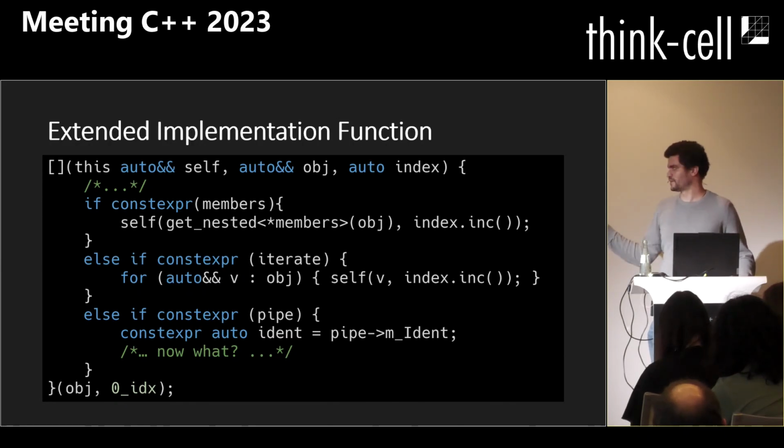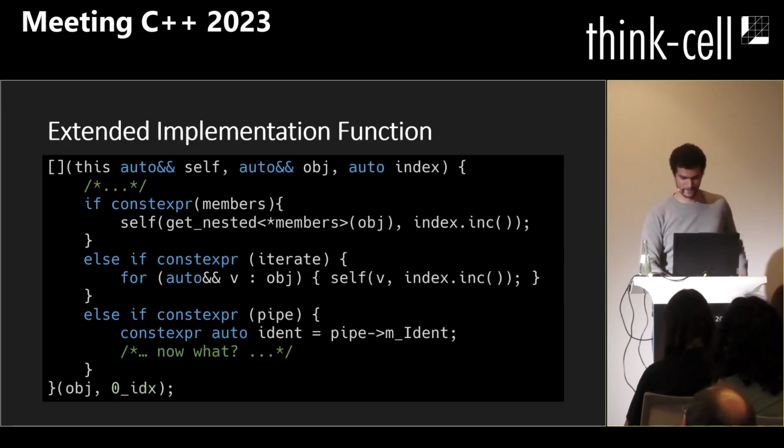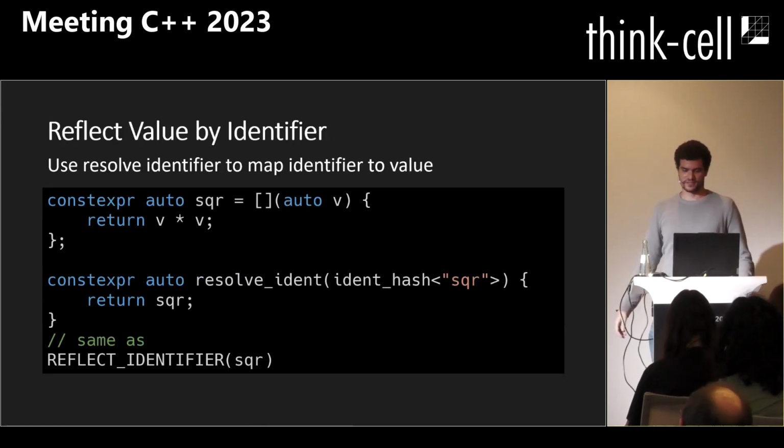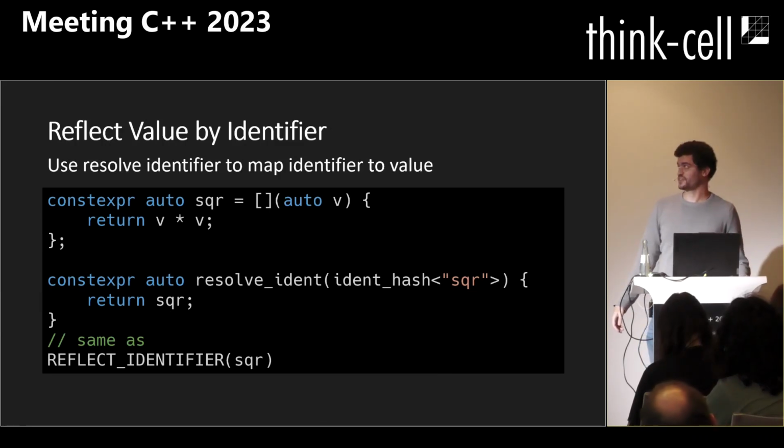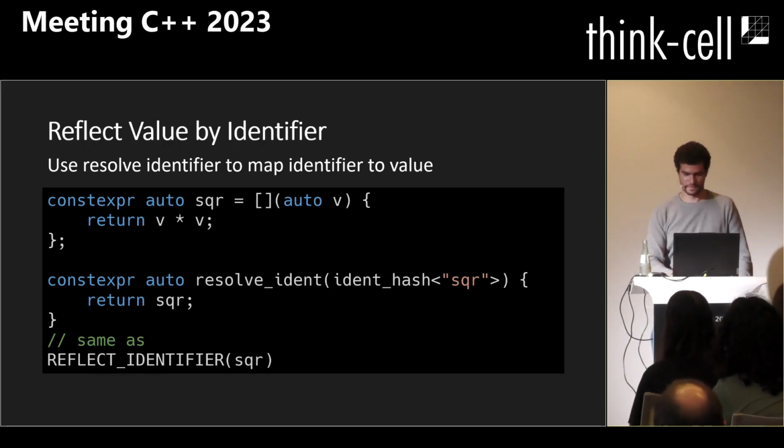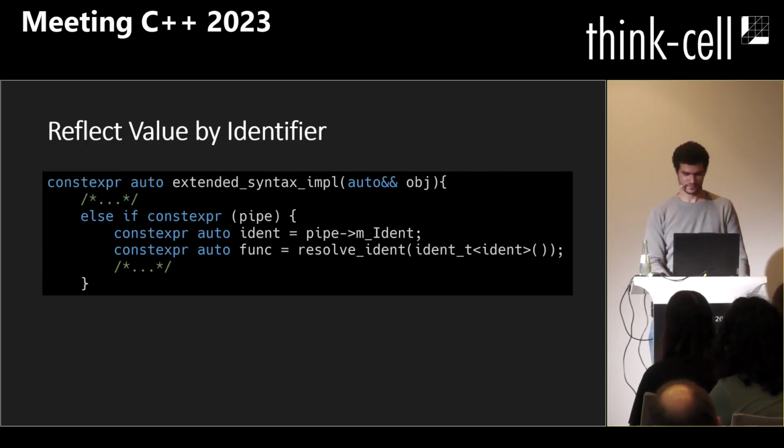And what do we do now? We need some way to call a function based on an identifier. Well, it can be done by using the same technique we used to get a data member, but this time we use a free function called resolve identifier that will map an identifier to a function. In this case, we map the square literal to the square function. And we can wrap it in a macro to reduce boilerplate. So now we call resolve identifier to get the functions that we need to call, and we call it, and we are done, right?